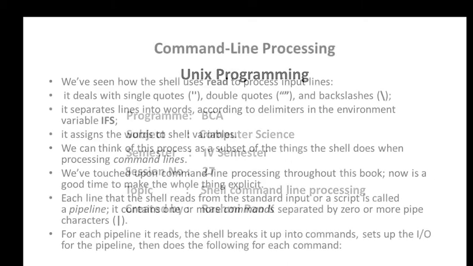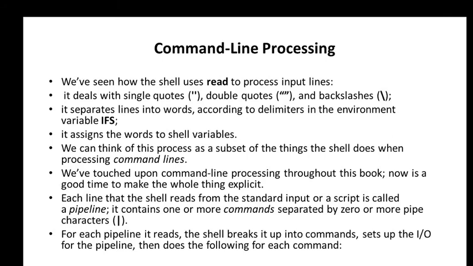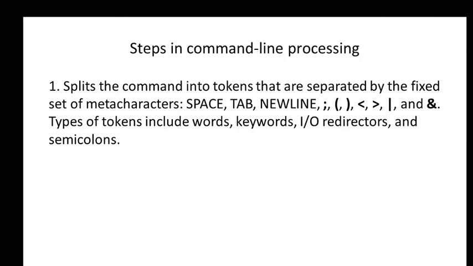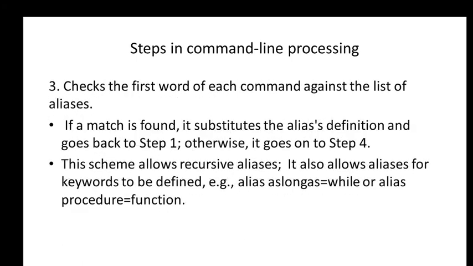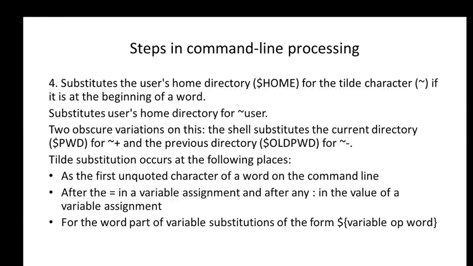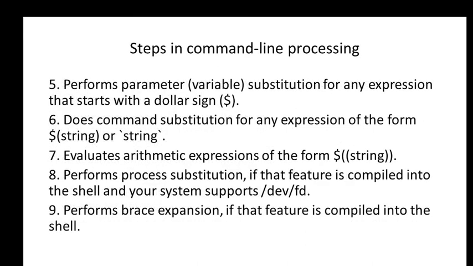This is about this session. In this session, we discussed what command line processing is and the steps to follow in command line processing. There are nearly 13 steps: split the command into tokens and check the tokens of each command; check the first word of the command against the list of aliases; substitute the user's home directory name for the tilde character if it is at the beginning of a word; perform parameter substitution; do command substitution; evaluate the arithmetic expression.